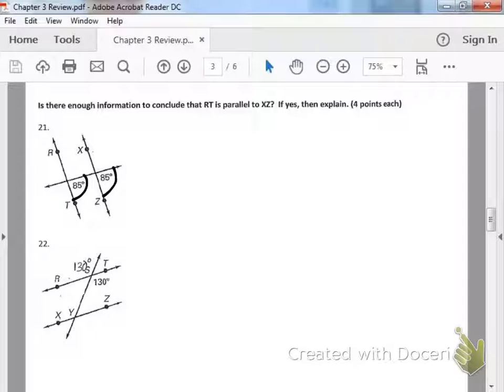Those are. What type of angles are these? Right. No. Those are alternate interior. No. Corresponding. Those are corresponding, and they have the same measure. Is that enough to say that the lines are parallel? No. It is. It is, actually. So you're going to say yes, and the reason is that the corresponding angles are congruent.